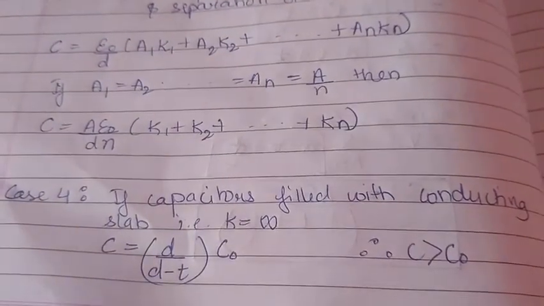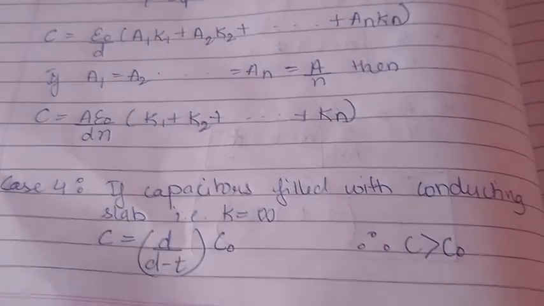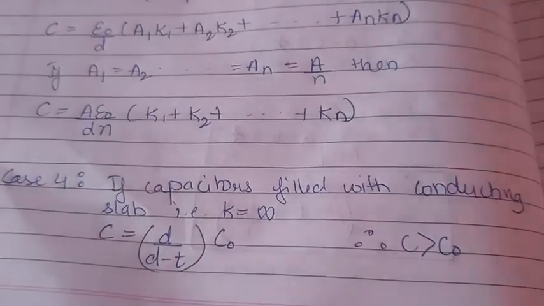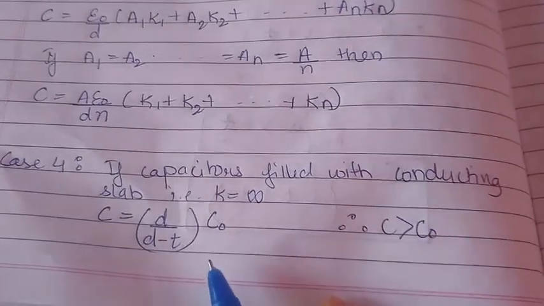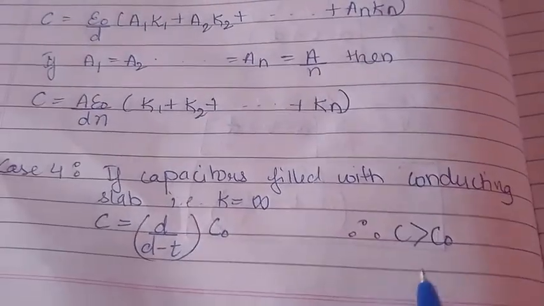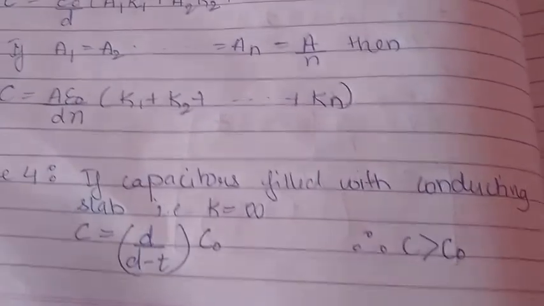And the fourth case is if your capacitor is filled with a conducting slab. In case of a conducting slab, K is equal to infinity. In such cases, capacitance is D upon D minus t into C naught, and from this formula you can see that the capacitance increases. So these were a few cases for a capacitor in which a dielectric slab is introduced.